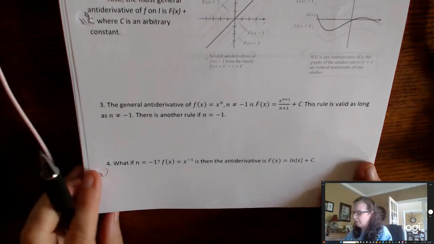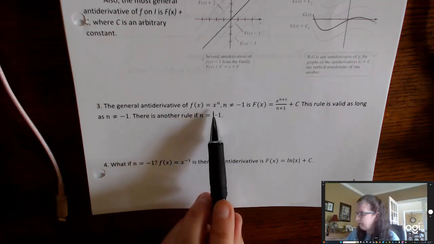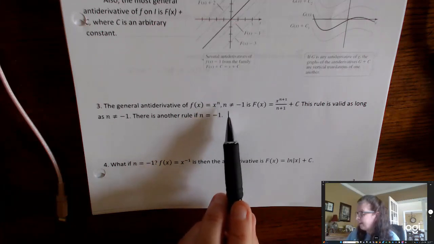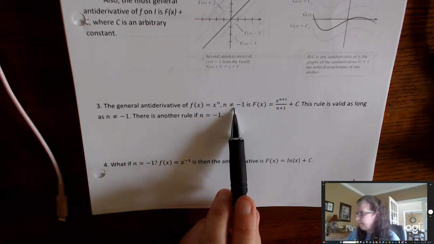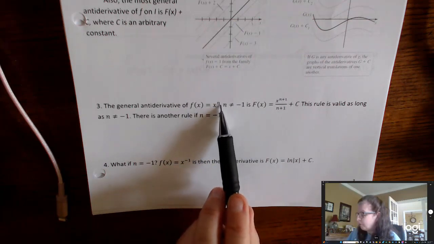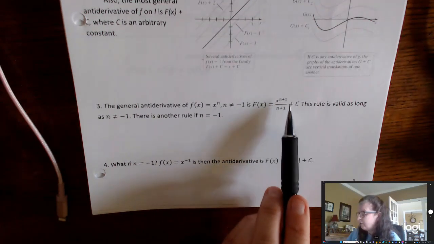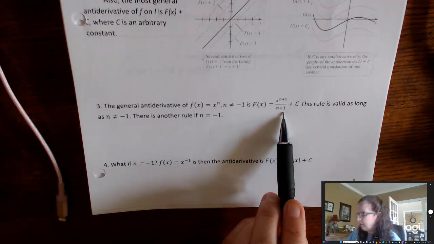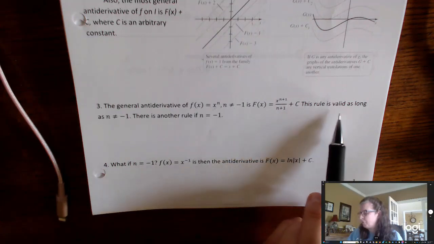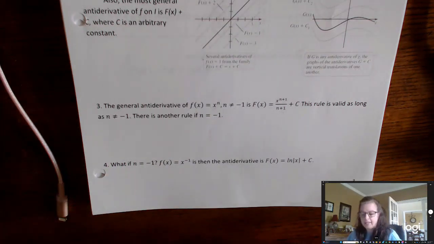So there is a rule for finding the antiderivative. You don't just have to think through it. This is the basic rule. I call it the power rule. The general antiderivative of f of x equals x to the n. So if you have a function and it's just a nice polynomial with a power, as long as n isn't equal to -1, there's a different rule for that, then the antiderivative big F of x is, the first thing you're going to do is add 1 to the exponent. So that gives you x to the n plus 1, and then you're going to divide by that same exponent. x to the n plus 1 over n plus 1 plus c. This rule is valid as long as n is not equal to -1. There's another rule for n equal to -1.